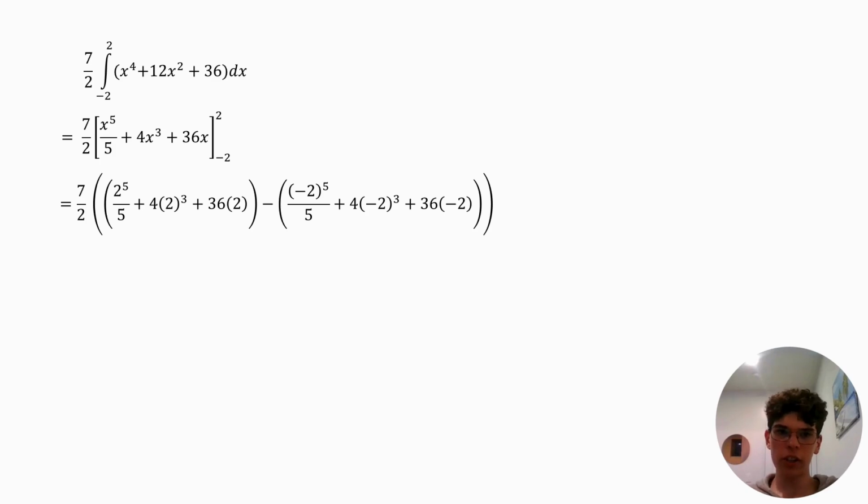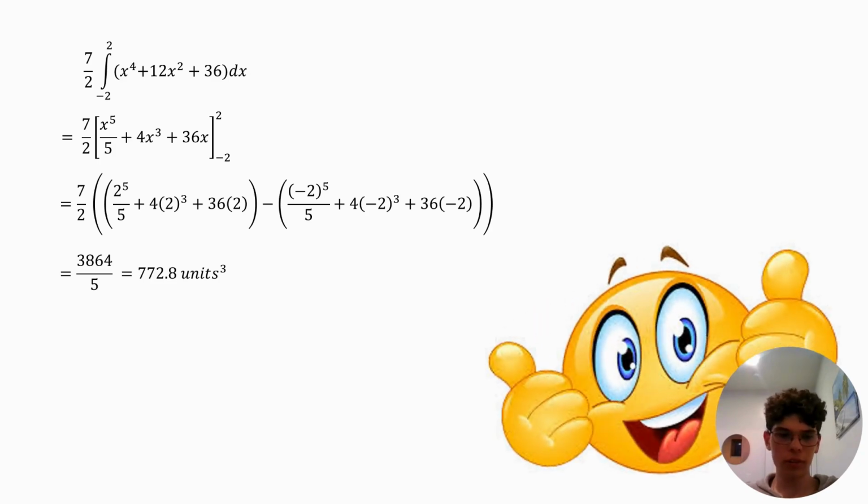If it's non-calculator, you can just add units and leave it like this. But if it's a calculator question, we've got to calculate it, and I got these numbers pretty easily.